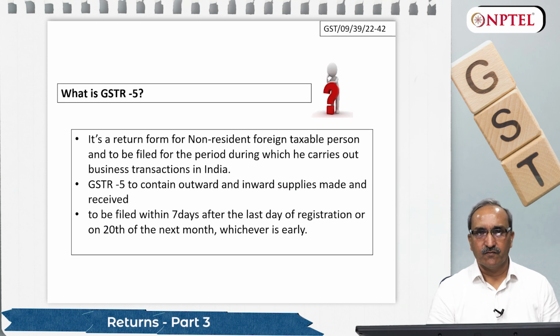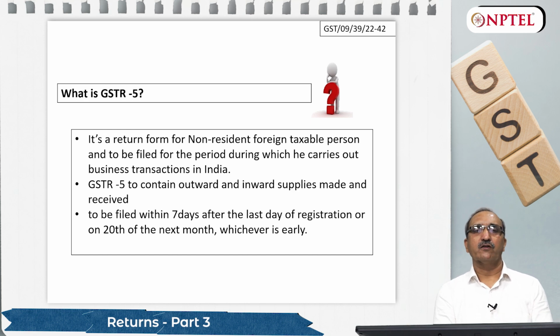Then GSTR 5, I mentioned earlier also. It's a return form for a non-resident foreign taxable person. A person sitting in USA, Australia, or China, selling goods to an Indian buyer, maybe through an e-commerce operator, maybe through some representative in India. So when consumption is in India, tax will be levied on imported goods.